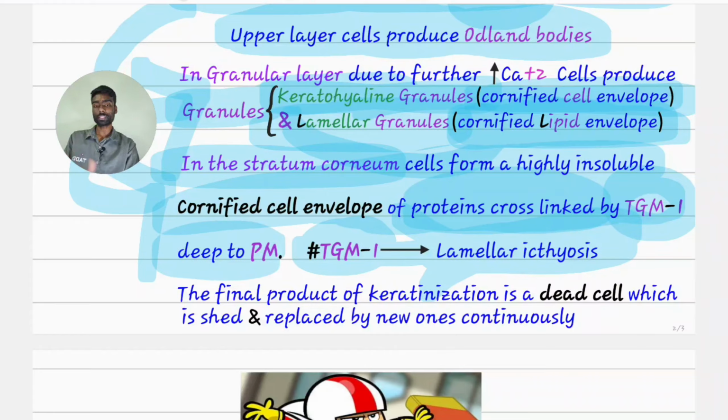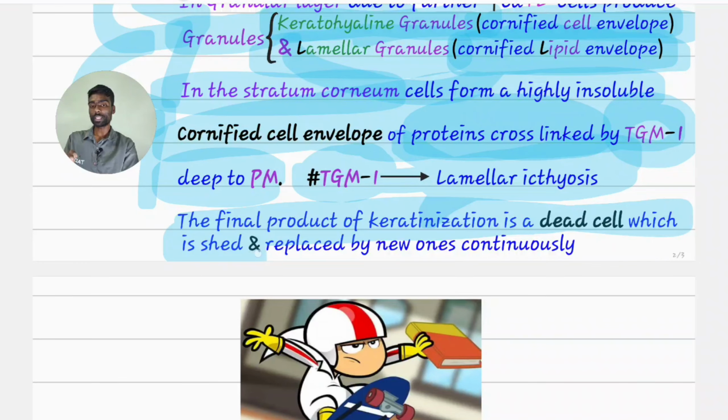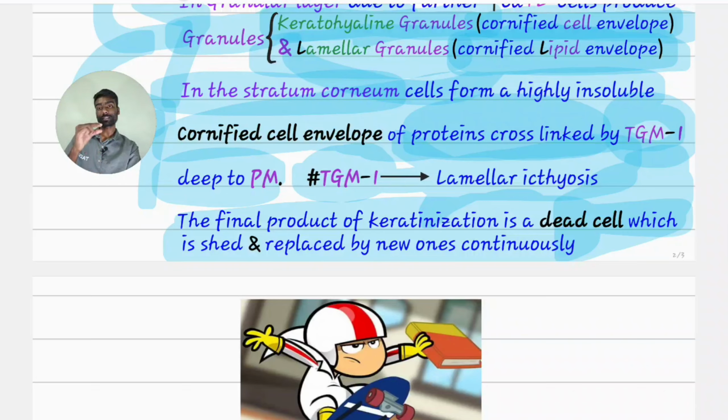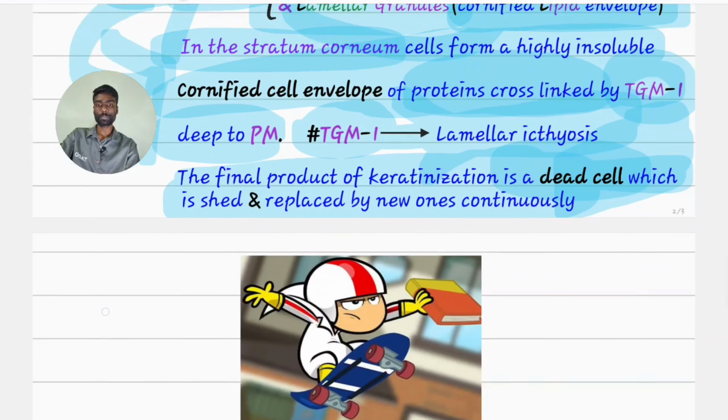Thus, ultimately, the final product of keratinization is a dead cell, which is shed and replaced by new ones continuously. Here ends the journey of a keratinocyte from taking its birth as a keratinocyte stem cell at stratum basale, traveling all the layers and ultimately reaching a dead layer, stratum corneum, where the cell will lose all its water, organelles, nuclei and becomes a corneocyte, which is nothing but a dead cell, which will have cornified cell envelope.